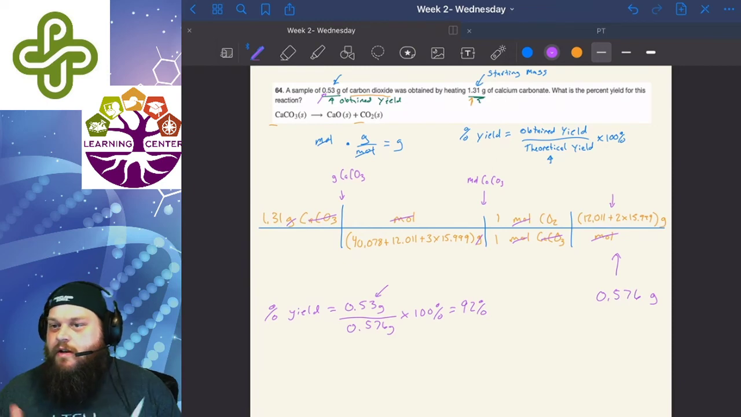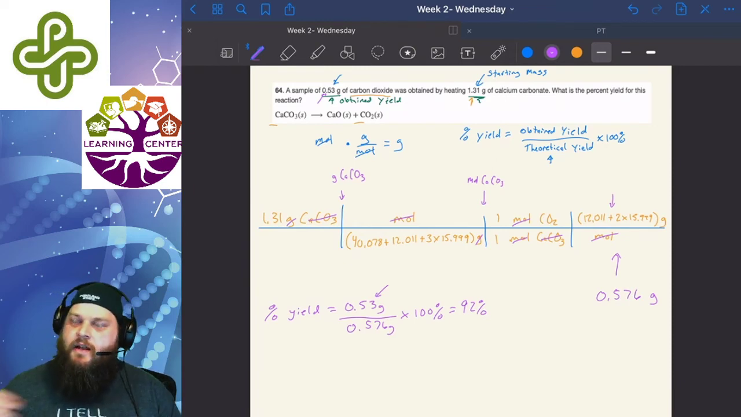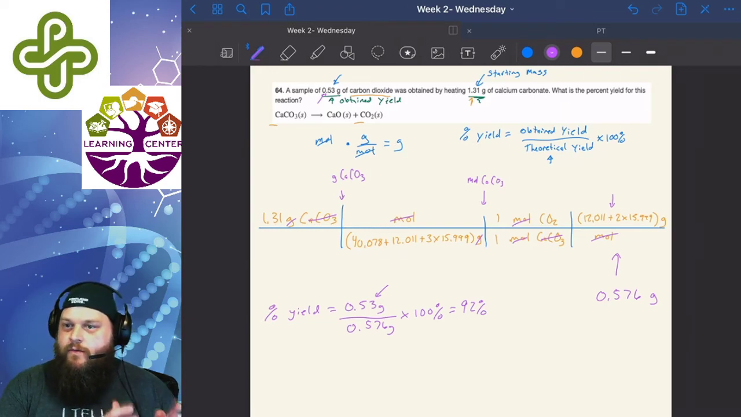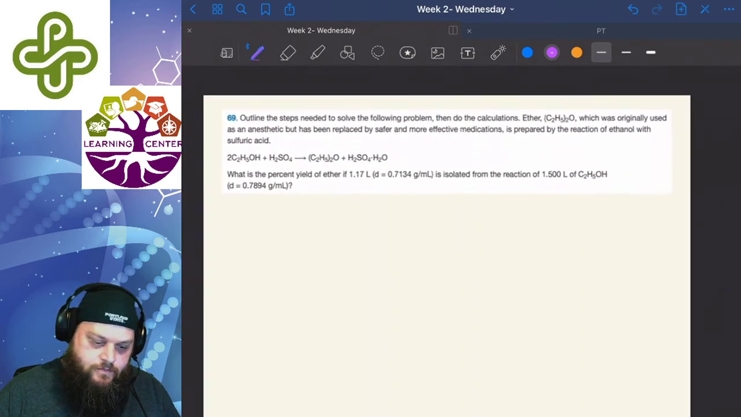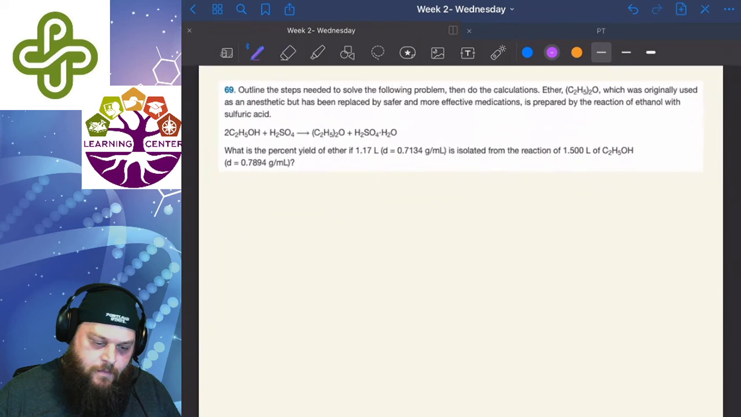And it all comes down to doing that reaction line and following the dimensional analysis to transform the information we have into what we were looking for. Okay.